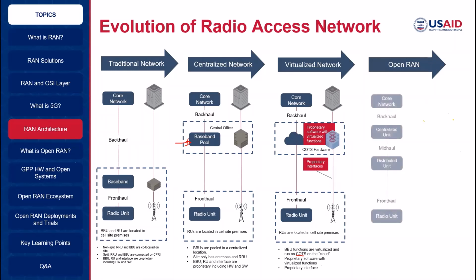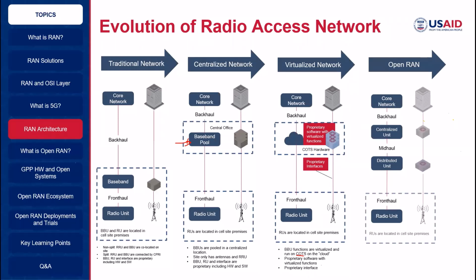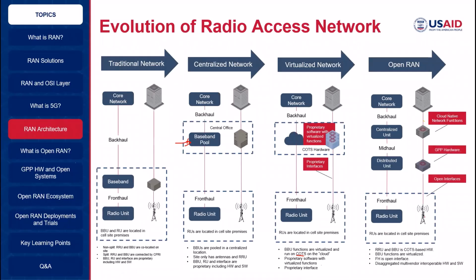When we say Open RAN, we are implementing the 3GPP CU-DU split. And then what will happen here is that the functions are cloud native, on 3GPP-based hardware, and the interfaces are open. So you can have a disaggregated, multi-vendor, interoperable hardware and software. This is one of the advantages of Open RAN.